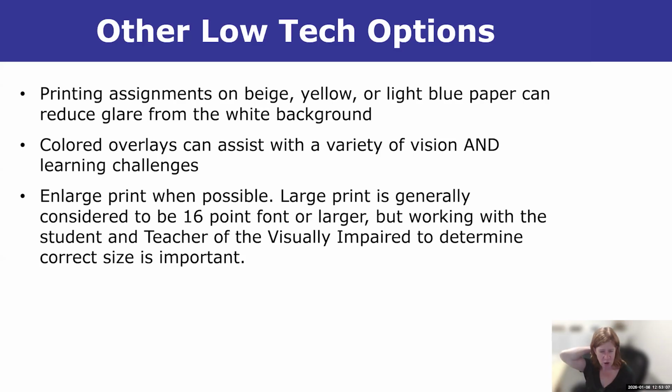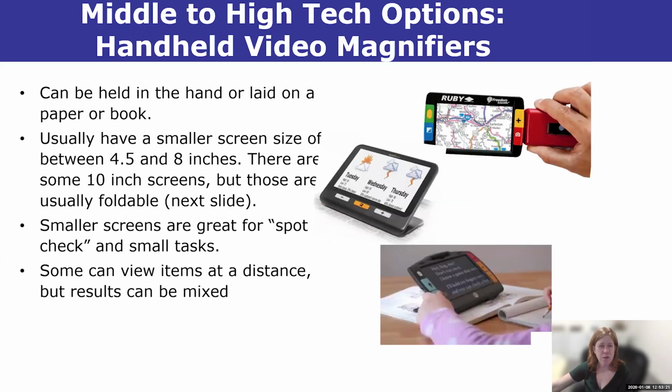Enlarge your font. Large print is great. Large print is technically supposed to be 16-point font or larger, but work with your student with vision impairments to find that size and that font that work for your student. Those are your lower tech options because you can get those at, like I said, the Walmart or whatever.